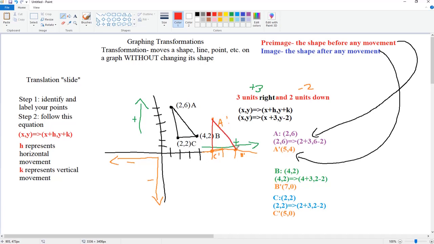So this triangle is now the image of my original shape. This is where my triangle is now after a translation. All right.